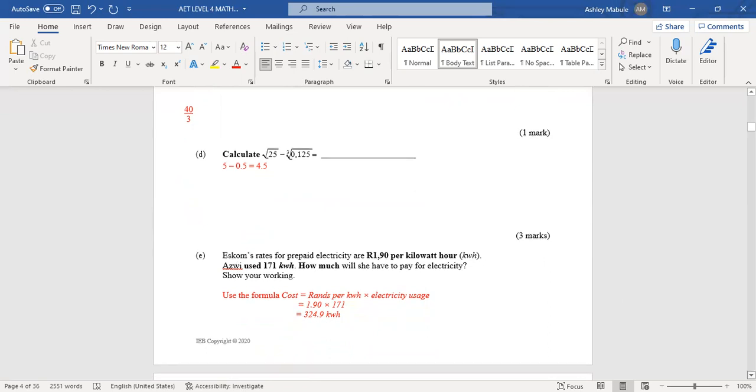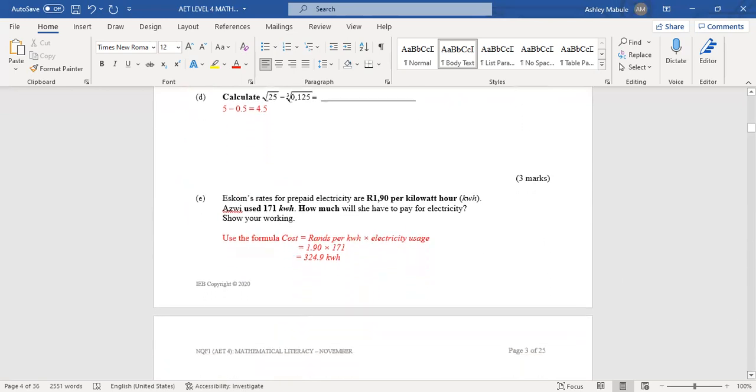And then we're told that Eskom's rates for prepaid electricity are 190 per kilowatt, and we used 171 kilowatts, how much will he have to pay for the electricity? So the formula is rate per kilowatt times the electricity usage. So you just multiply this by that and you get 324.9.